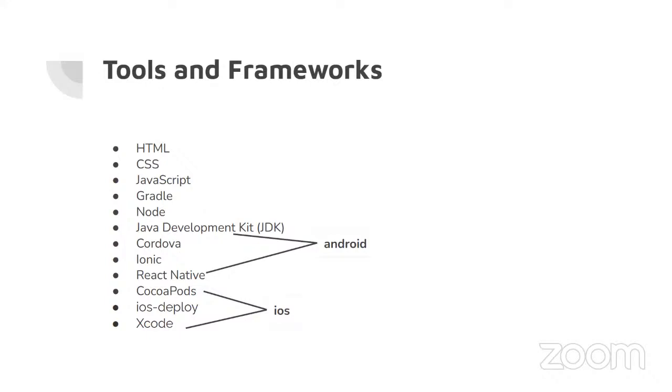You need Gradle and you need Node installed. If you're making an Android app, then you need the Java Development Kit, and you need Cordova and Ionic or React Native. That is if you're making for Android apps. But if you're making for iOS, you need CocoaPods, iOS Deploy, and Xcode. So all of these tools can create the app that you want, be it Android or iOS.